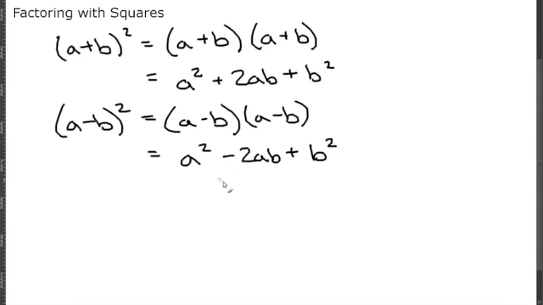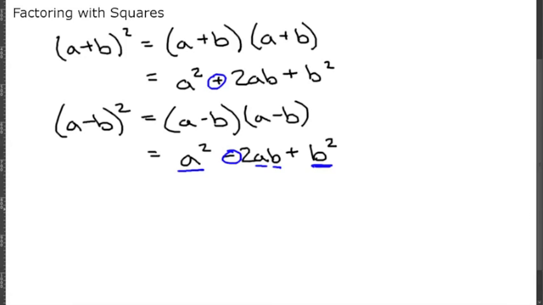So if the trinomial was a perfect square, you would have a term a that's squared, and that's either added or subtracted, and the middle term would be 2 times a times b, where that b gets added on at the end as b squared.